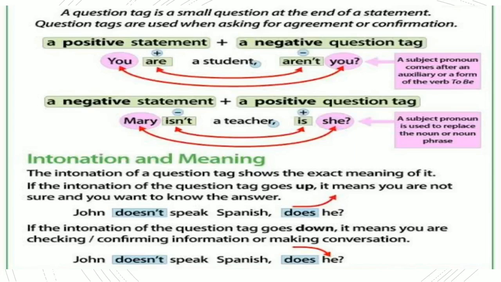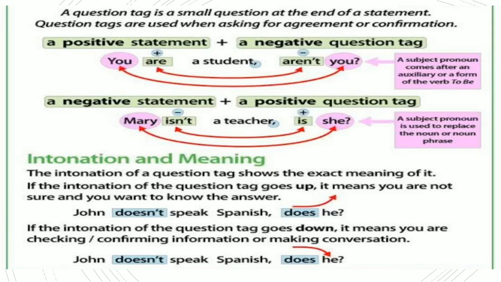A question tag is a small question at the end of a statement. Question tags are used when asking for agreement or confirmation. So here, if we look at this, a positive statement plus a negative question tag.